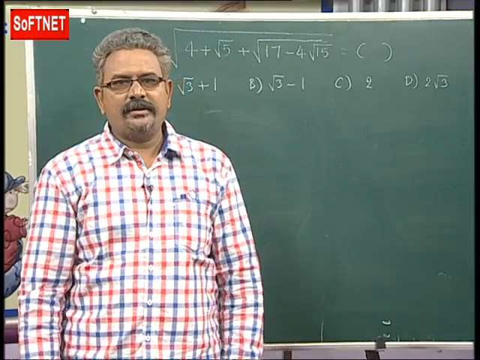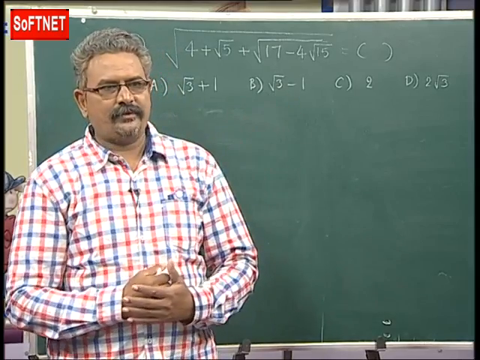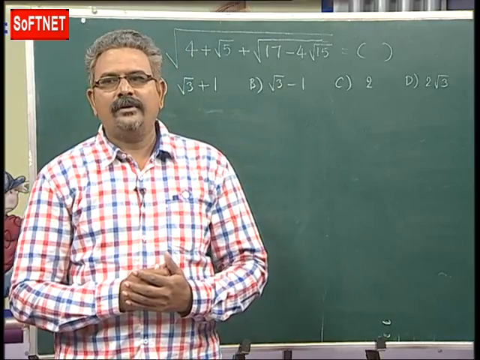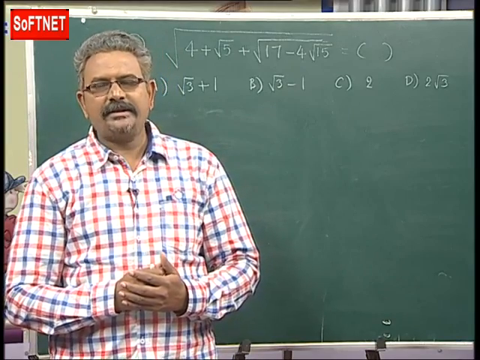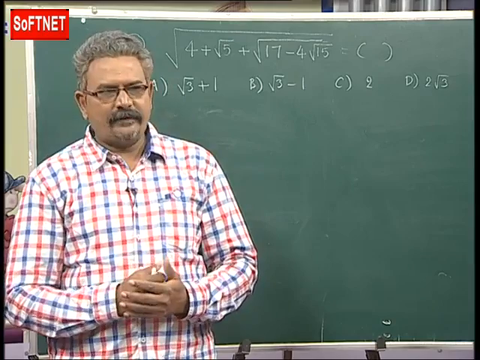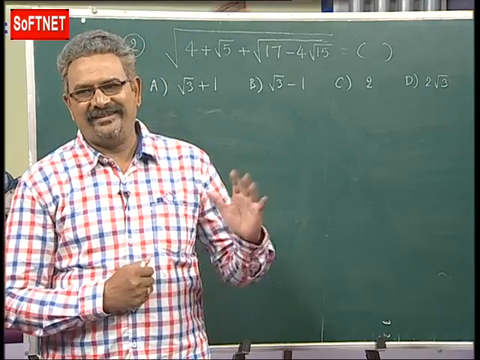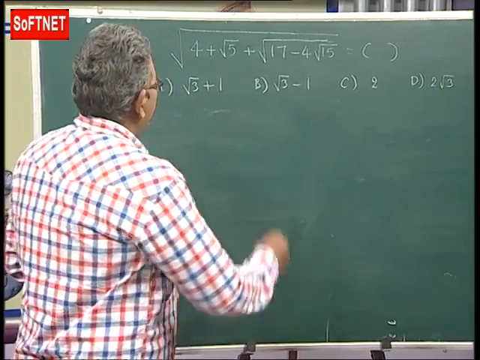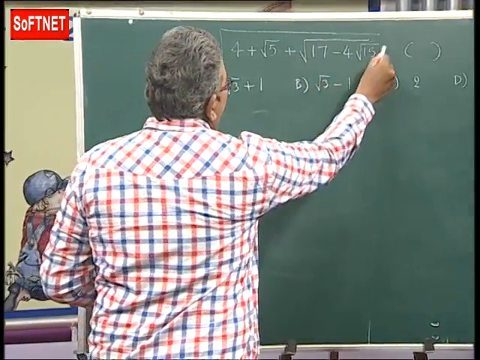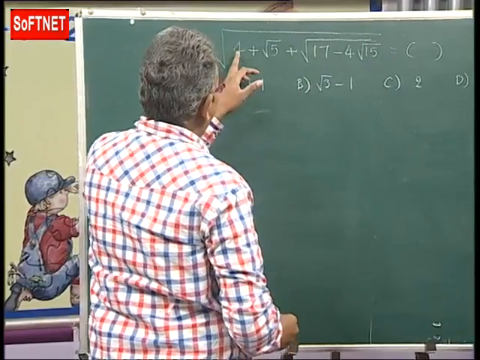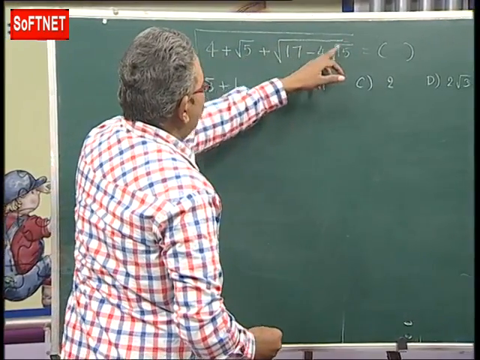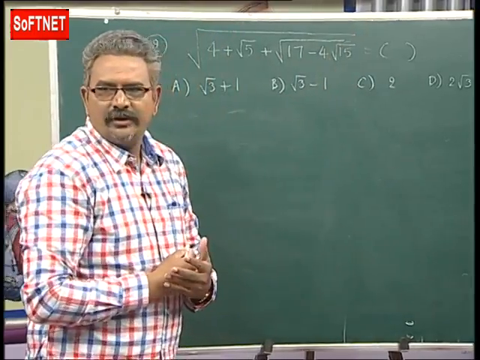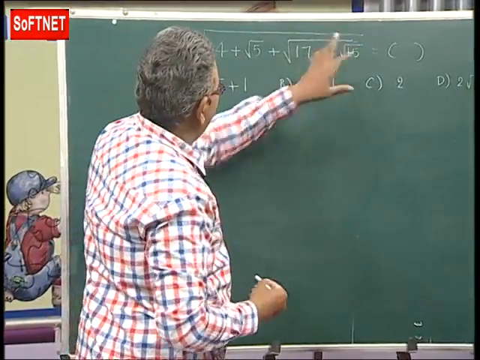So, first read the question. What is the question given? Square root of 4 plus root 15, plus square root of 17 minus 4 root 15. Now, in order to solve this one, first we have to find the square root of this one, after that, the square root of this one, and add them. After that, we have to take the square root. So, let us find out the square root of this one.